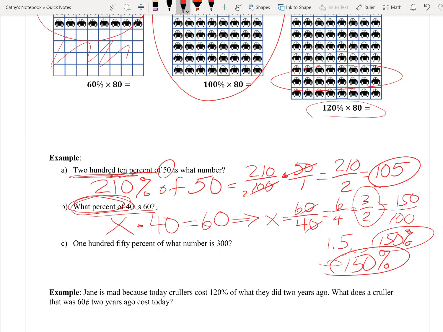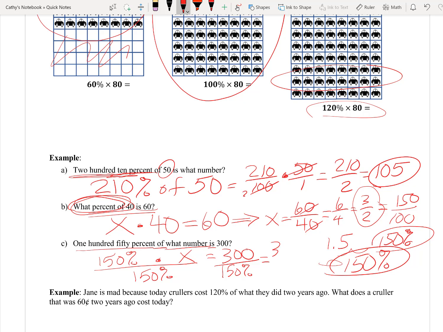Next one says 150% of what number is 300. So we're going to write this as an equation. 150% of means multiply. What number, x, is 300? All right, so now we're going to want to divide both sides by 150%. And again, you can do this with fractions. You can do it with decimals. It doesn't matter. But if we divide both sides by 150% so we can get x by itself, remember that if you have 150%, that's going to be 1.5.